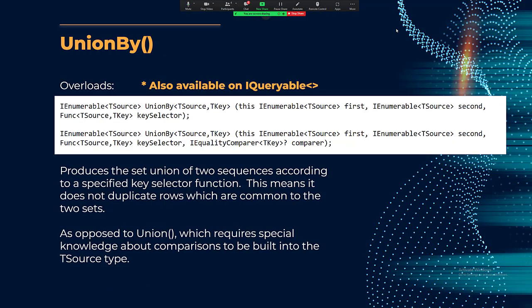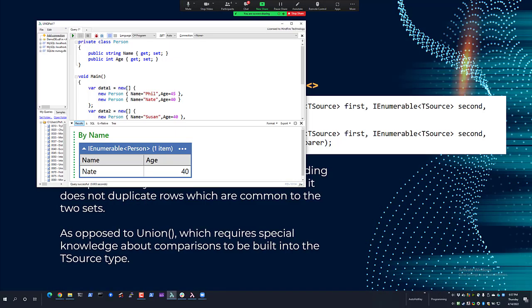Union is next. And it's going to take everything on the left plus everything on the right that is not going to be duplicated, by the union of the two. So let's look at the old way.